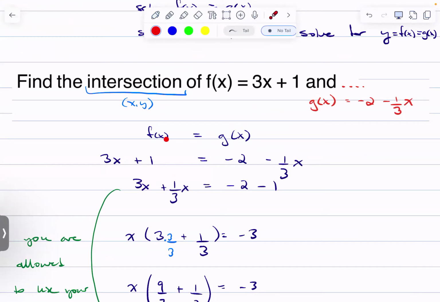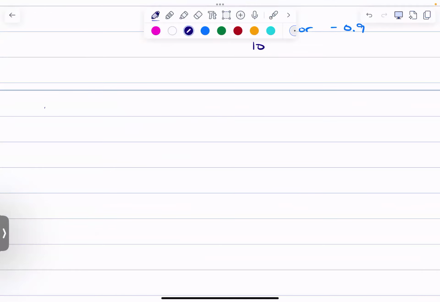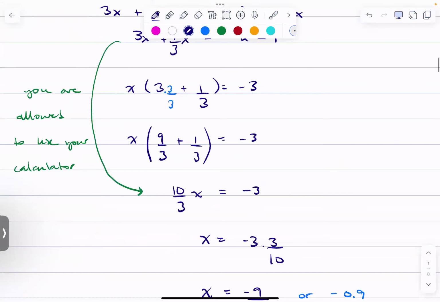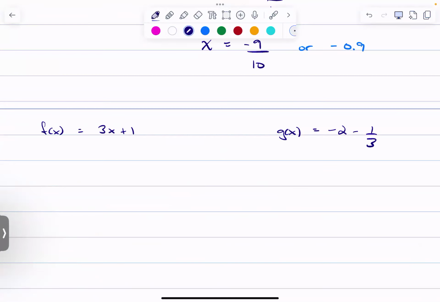One of the things that I encourage you to do is, if these two, f of x and g of x, have to be the same at this point of x, then a nice way to be able to check your work is evaluate f of x as well as g of x and just make sure you get to the same value, right? So we'll start with f of x is 3x plus 1. And then I'll do g of x, which was something weird, negative 2 minus 1 over 3x.